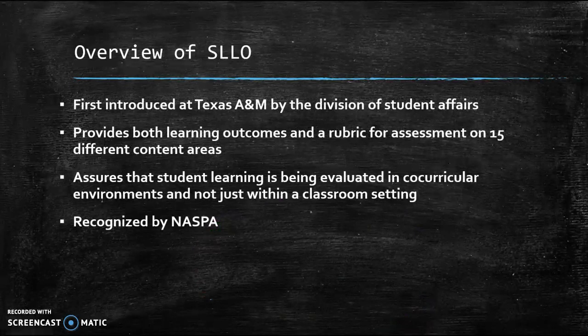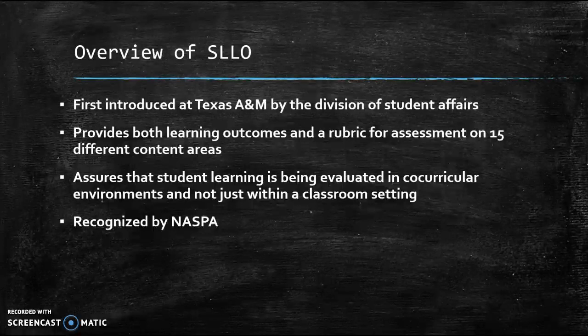So it was first introduced at Texas A&M by the Division of Student Affairs. Essentially, it provides both learning outcomes as well as a rubric for assessment on 15 different content areas. So it's telling you from a specific student organization or student involvement area, these are the anticipated learning outcomes, and here's a rubric for how either a student leader or an advisor of that student organization would go about assessing and using that rubric to make sure that these outcomes are actually achieved.